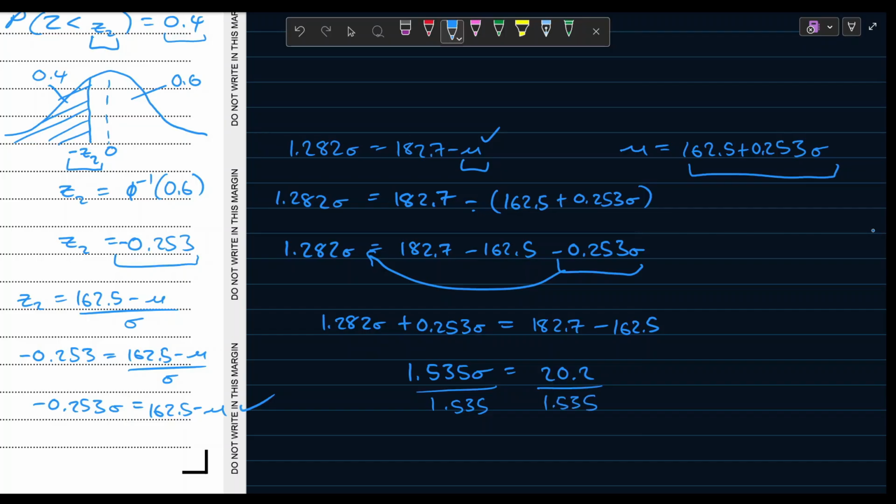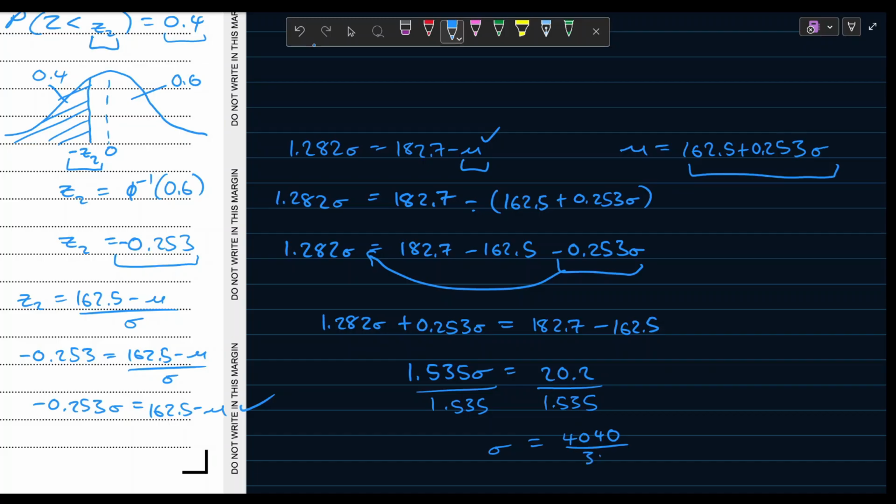1.535, and sigma is equal to 20.2 over 1.535, and this gives us 13. For now, let me just write it as an exact value because I want to use it to find mu.